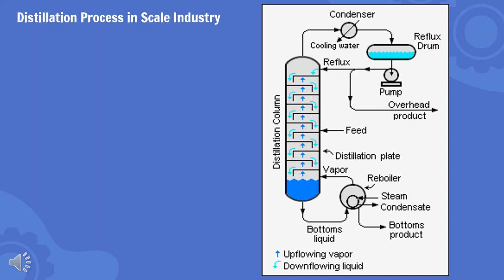As we can see, the bottom liquid will be reboiled again, with steam condensate. The product can be processed again by going to the distillation column, and the good product will go to the storage as the bottom product.